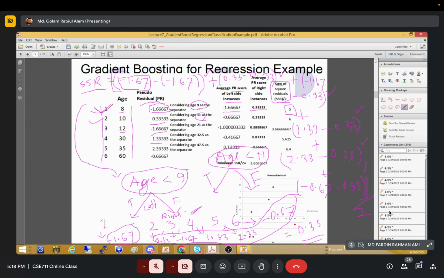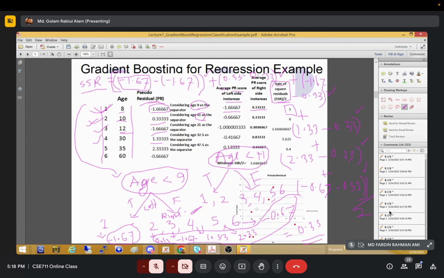So the first observation, age is 8. So this is true, so the first observation we need to put here. Then the second observation, the age is 10. That means the second observation is also true, so it will be here. For the third observation, the age is 12, so it is false. So 3 will be there. Fourth observation, the age is 30, so 4 will be there. And 5 will be there, and 6 as well.